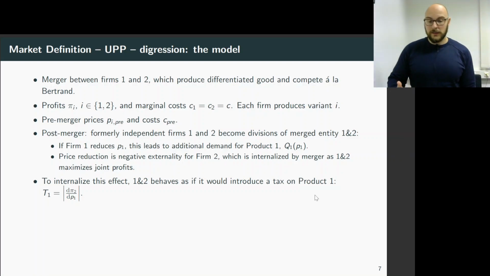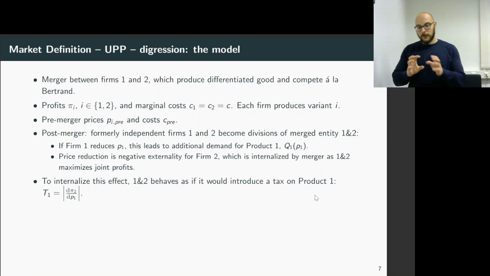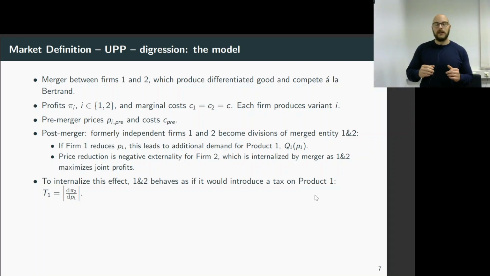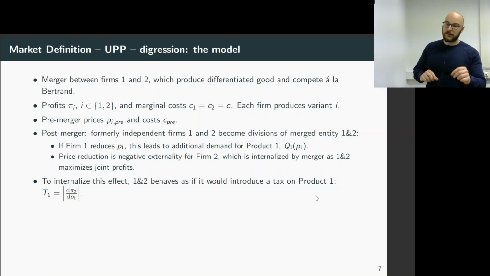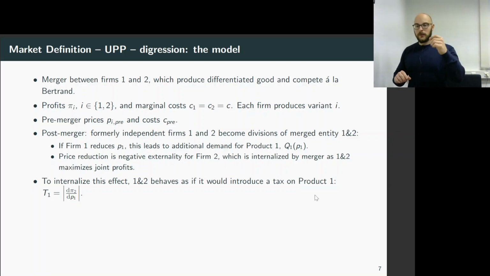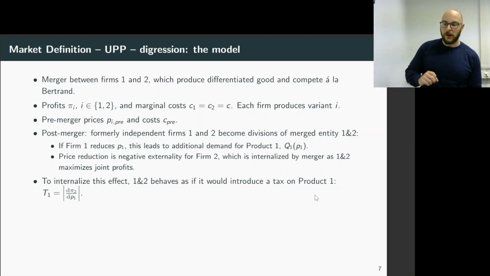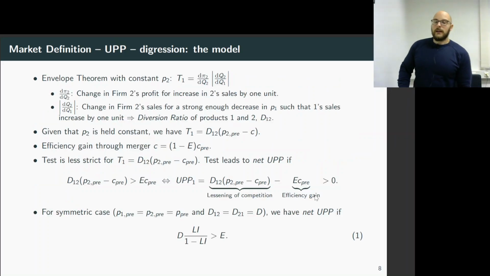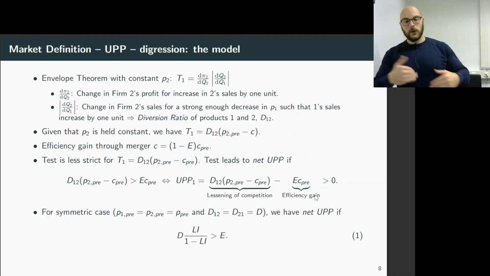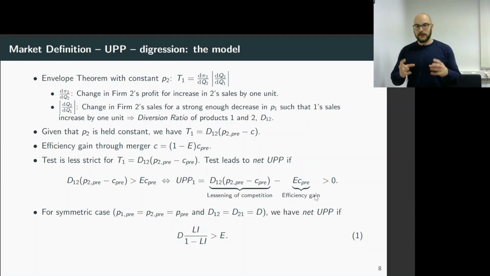And to internalize this effect, what the merged entity basically does is that it imposes something like a tax, right? And this tax is basically, if you change the price, then how does this affect the other part of your firm, right? And that's what this tax actually says. And that tax you have to impose on one of the firms to internalize this cannibalization effect, basically, because one unit cannibalizes the other unit of the firm.